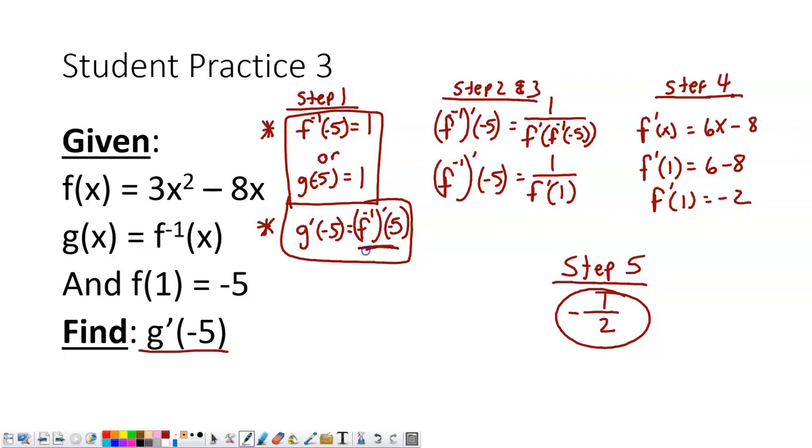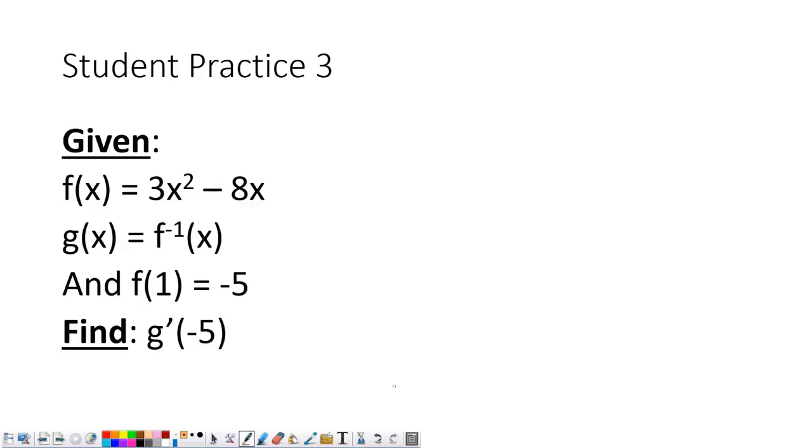Now I jump off from here into step 2 using my formula. F inverse prime of negative 5 would be this expression here. F inverse of negative 5, as we said over here, is 1, so I can replace that with 1. Step 4, we need to find f prime of 1, so I find f prime, and then I plug in 1 and I get negative 2. So all I need to do now is replace that with negative 2, and we have our final answer, negative 1/2.